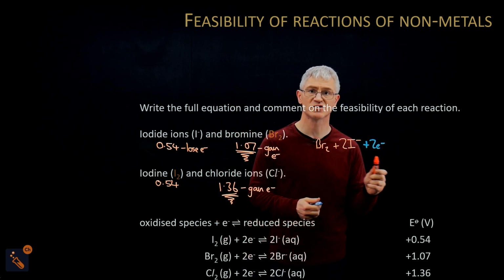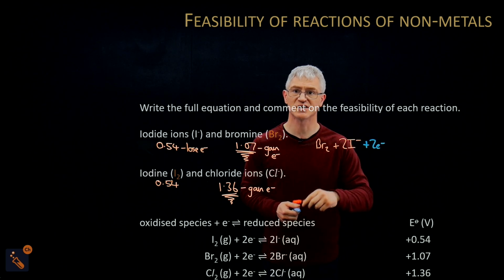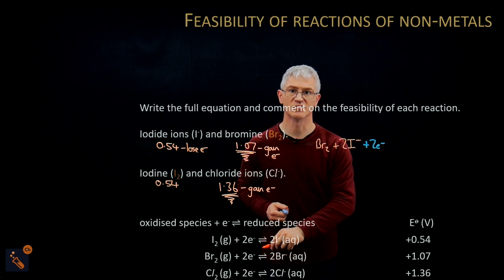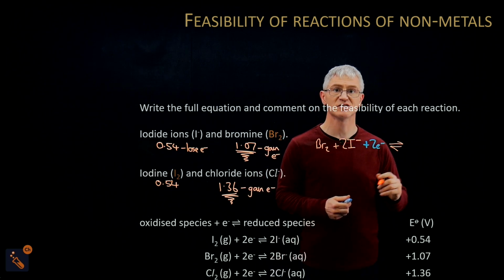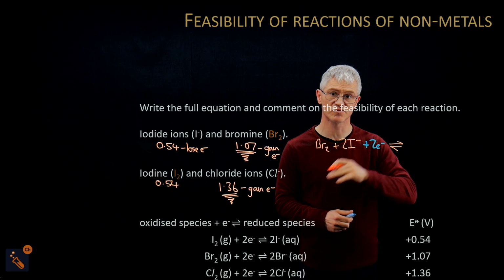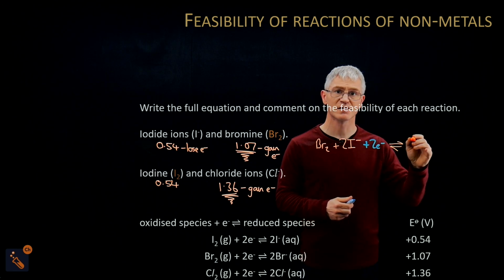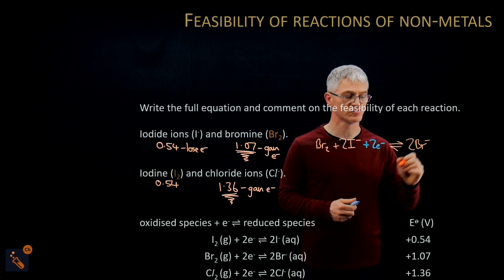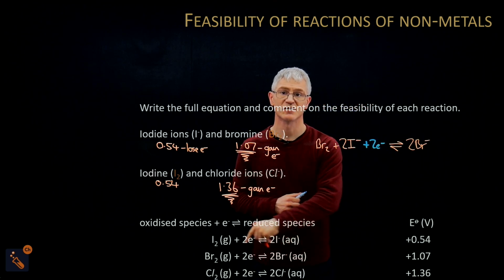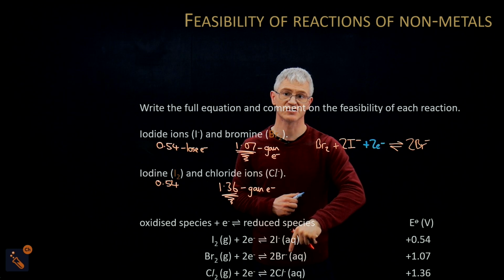Okay, so we've got our two electrons. Those two electrons are from the bromide, because the bromide's going to gain it. Always put a reversible reaction in, because it's all reversible reactions down there. And then from that, the bromine, sorry, is going to change into 2Br minus, which you can see there.